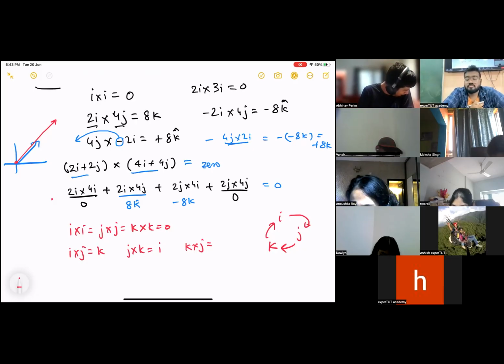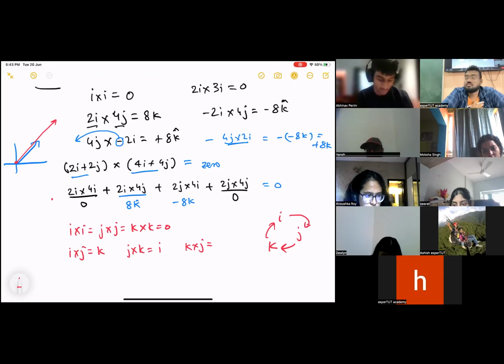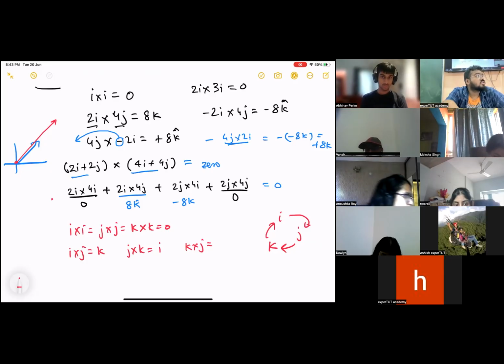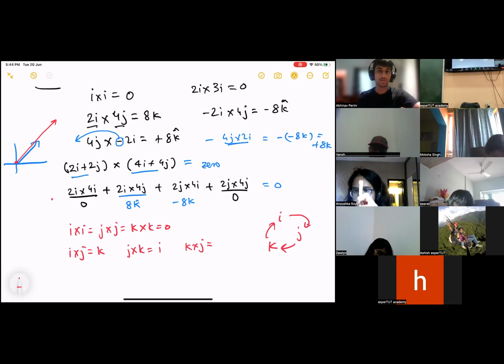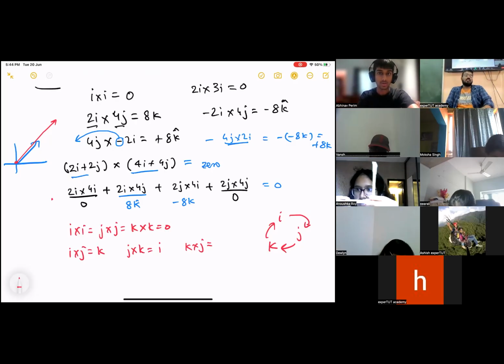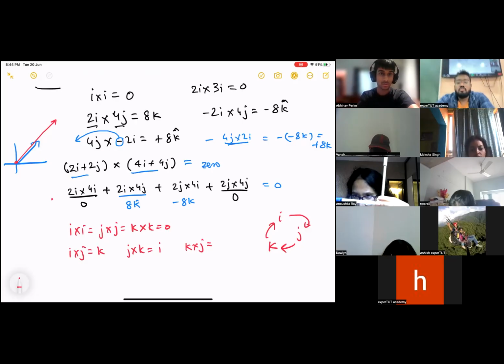Sir, I'm not able to visualize it. Take 3 pens, total 4 pens, okay? Try to keep them in XYZ orientation. One second, I'll search for something, okay? Give me 1 minute.